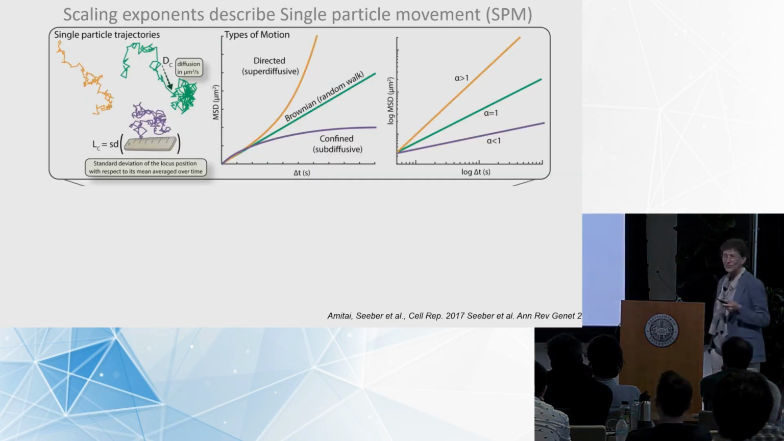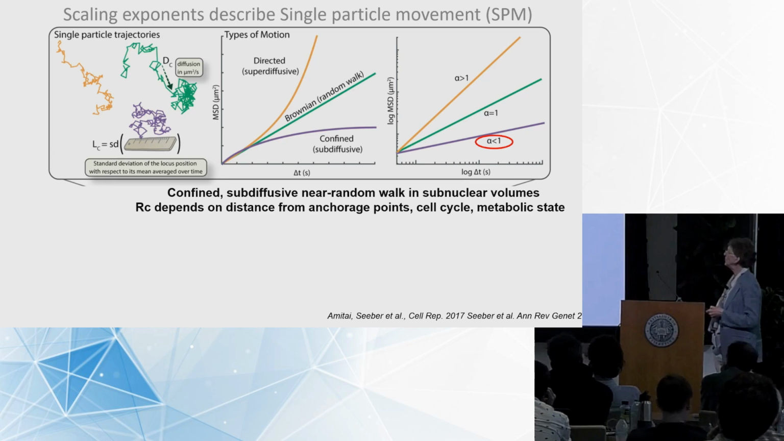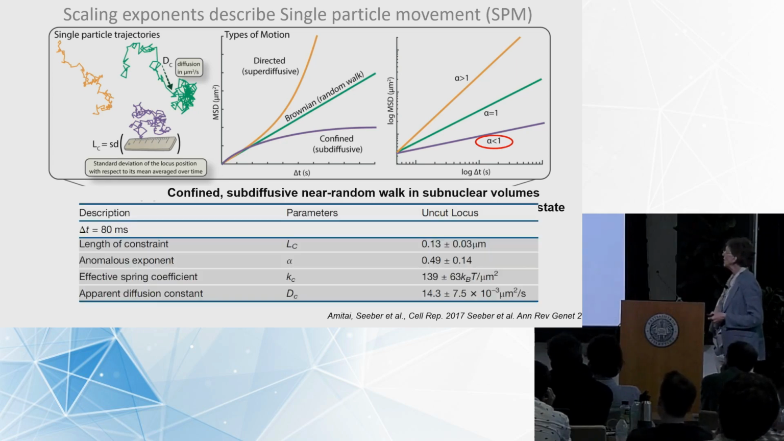So I'm sure, since you're physicists, some of you, this is really boring, but the scaling exponents describe single particle movement. As you know, Brownian gives you an alpha, a derivative of 1, and greater than alpha is directed motion and less is constrained, and all the movement we were looking at was constrained, subdiffusive, near random walk.